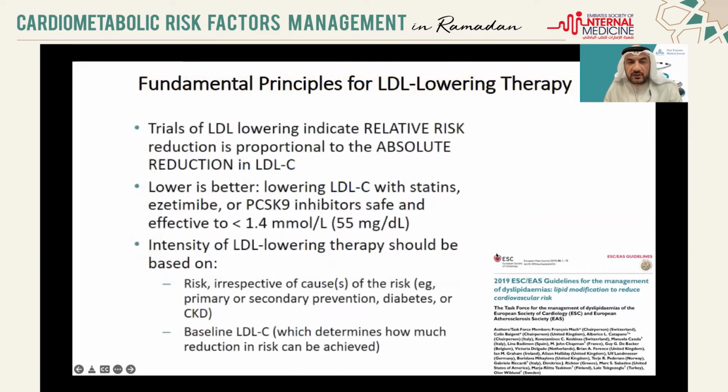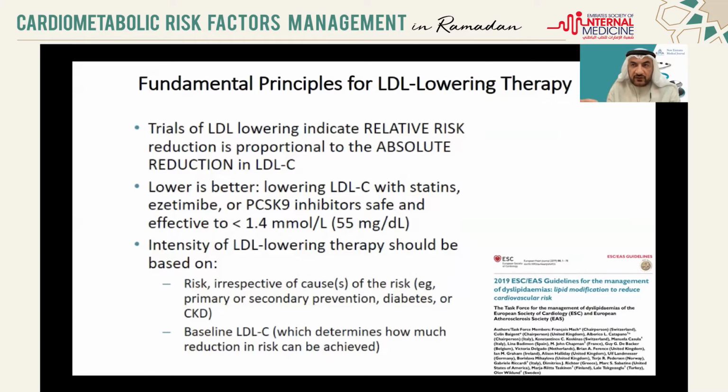Of course, you've seen about dyslipidemia, that LDL, when you measure it, has a causal association with cardiovascular outcome. So if you want to tackle something, you tackle LDL.